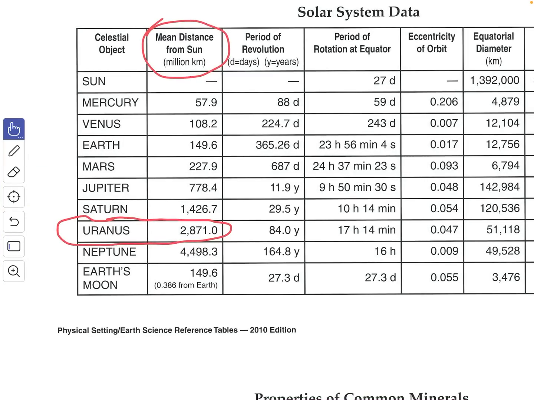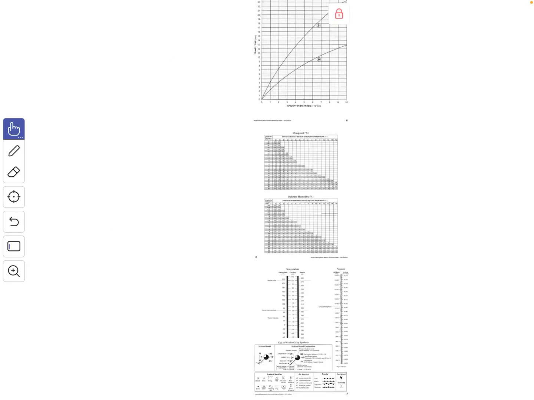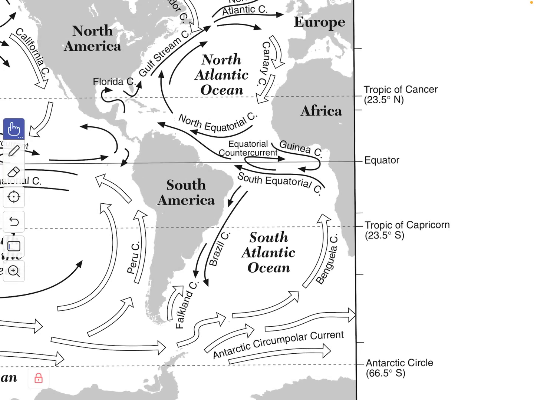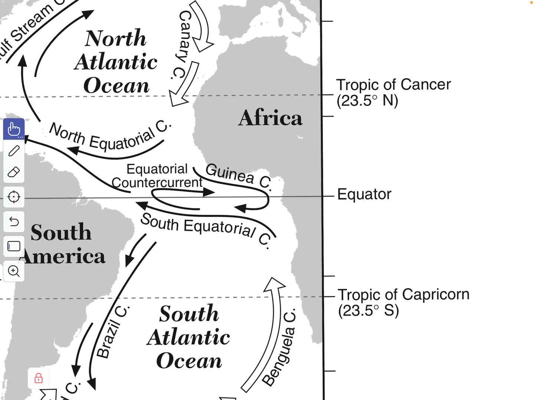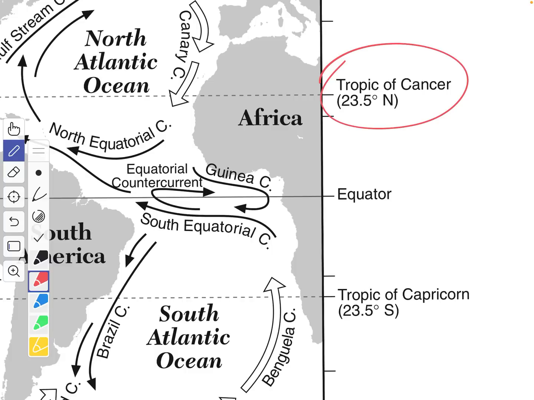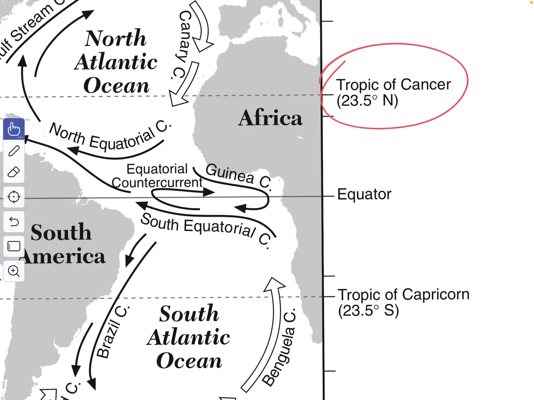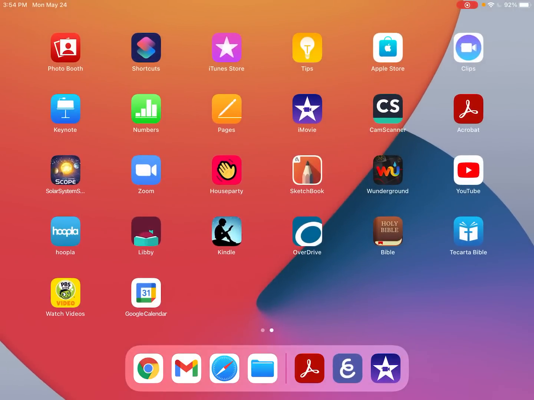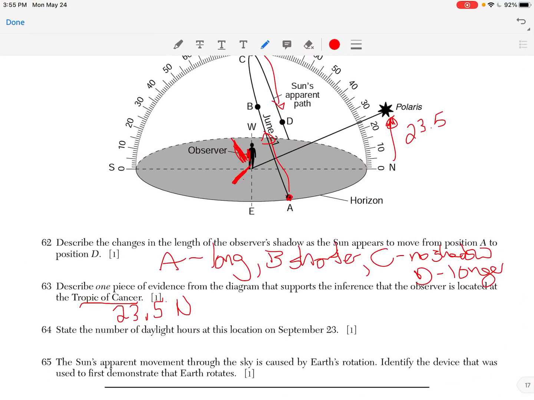So I'm going to zoom out. I'm still on my solar system data chart. I'm actually going to go to a chart on the reference table, which has absolutely nothing to do with the question. It's the ocean current chart. And if you look at this thing, it tells us the Tropic of Cancer is 23.5 degrees north. And so we know that the angle of Polaris has to be 23.5 degrees above the horizon. So one possible answer is that Polaris is at an altitude of 23.5 degrees.